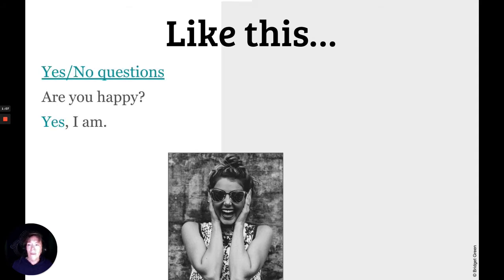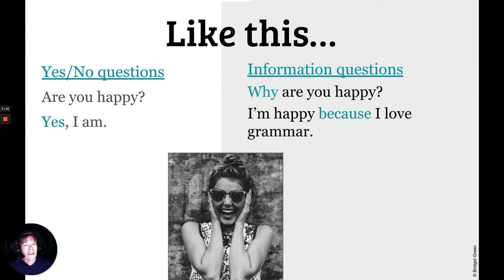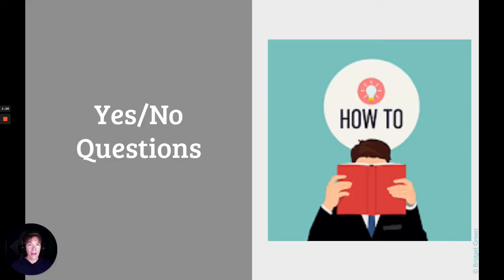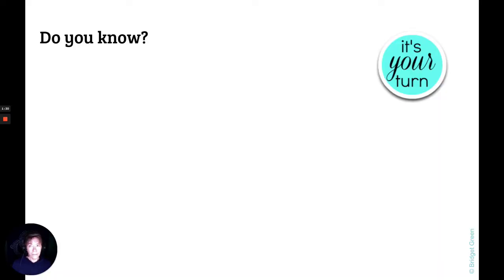Yes-no question. Are you happy? Yes, I am. Information or WH question. Why are you happy? I'm happy because I love grammar. I know that's true. Okay, today we're going to study yes-no questions, and next week we'll do information questions. Right. How do you make yes-no questions in English?